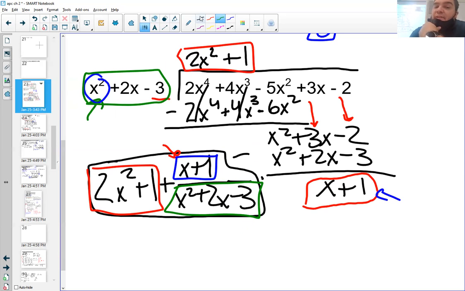Okay? Think of it like a real number. Let's say you did 10 divided by 3. You could fit 3 times. And then you're going to have 1 left over because 10 minus 9 is 1. And then over what you divided by originally, which is 3. Same thing with numbers, just with equations.